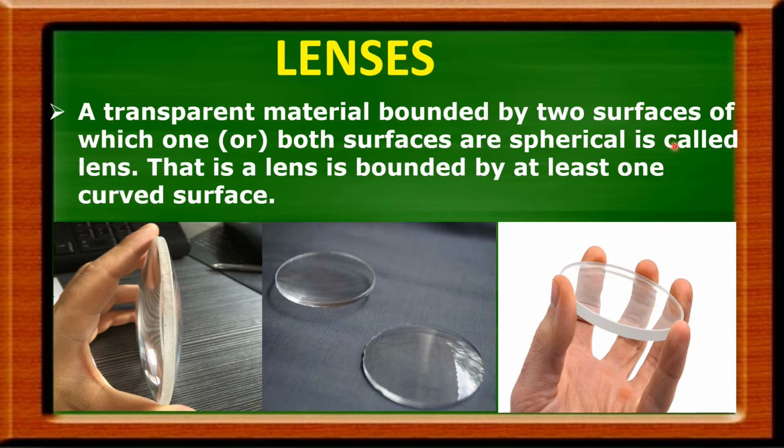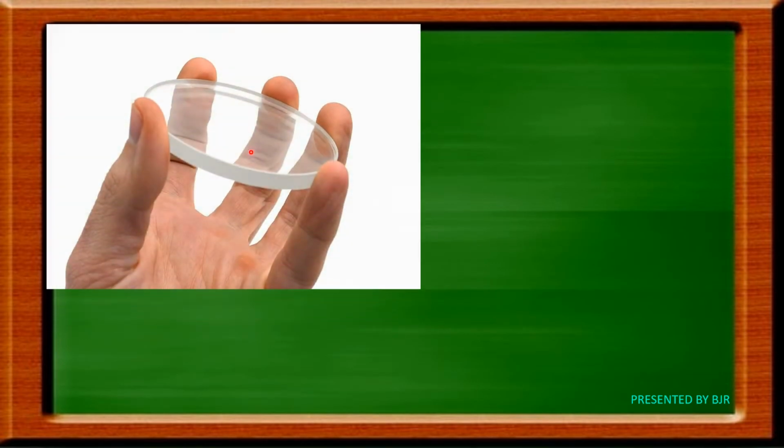You can see here, the same lens I am showing. This one is the concave lens because it is thin at the middle as compared to the edges. So it is called the double concave lens. This is bounded by two spherical surfaces which are curved inward. That means at the middle it is thin as compared to edges.